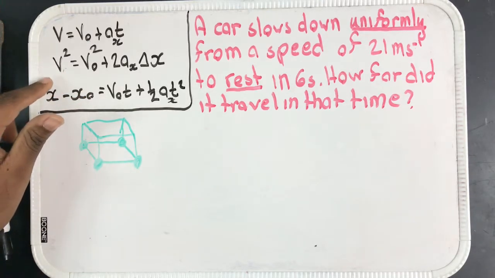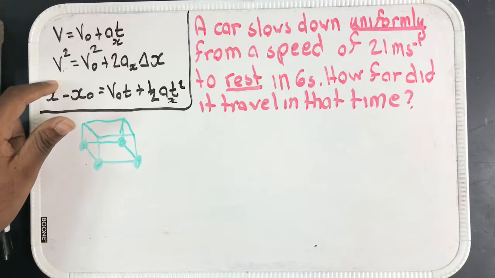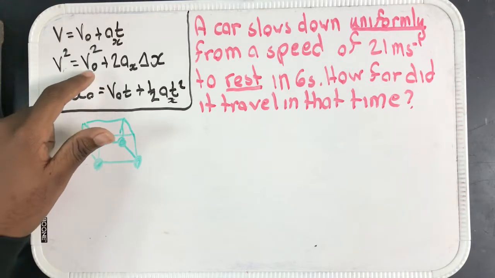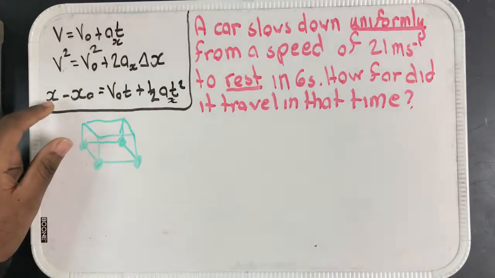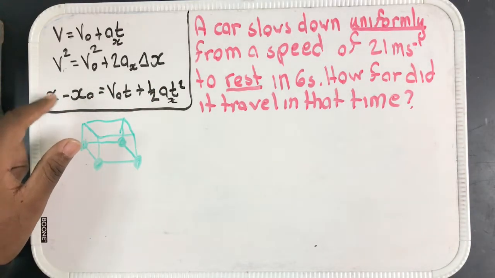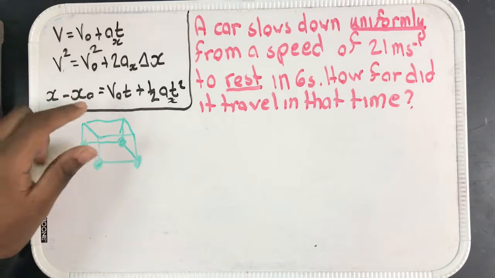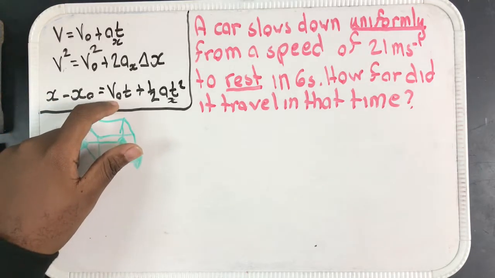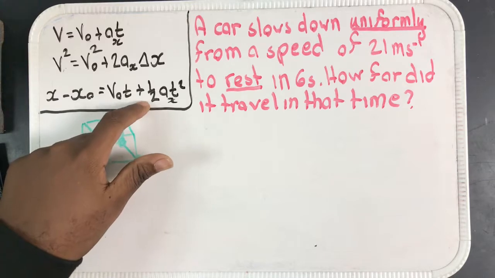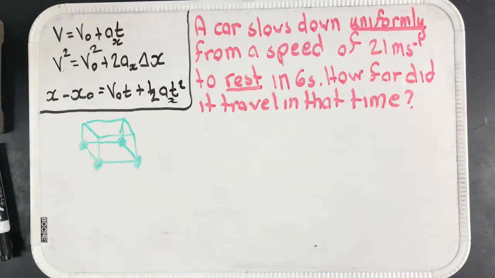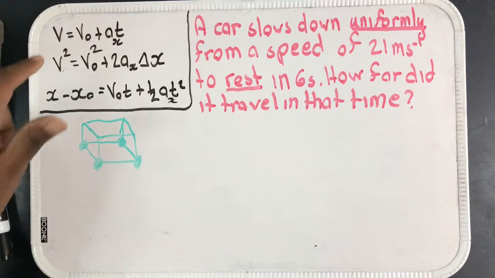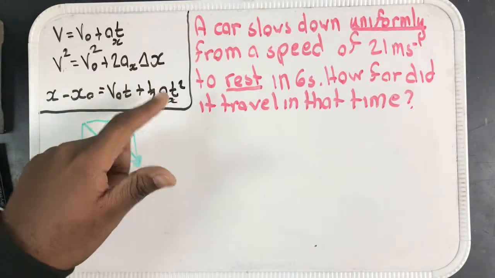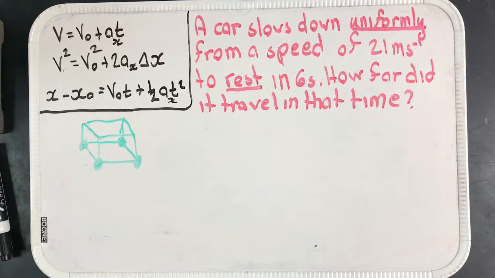The second says final velocity squared is equal to initial velocity squared plus 2 times the acceleration times the change in displacement. And the final one says that x minus x naught, which is the change in displacement, is equal to the initial velocity times time plus 1/2 the acceleration t squared. And bear in mind that all of these are vector quantities: velocity, acceleration, displacement. And in that regard, we need to specify a direction.